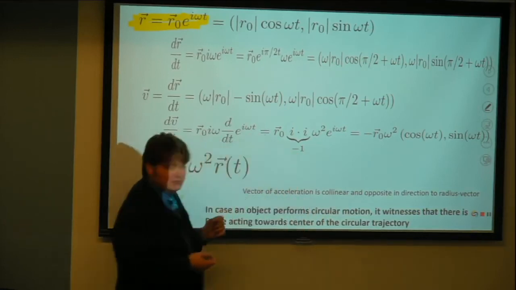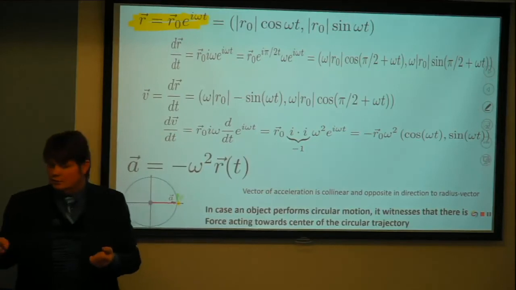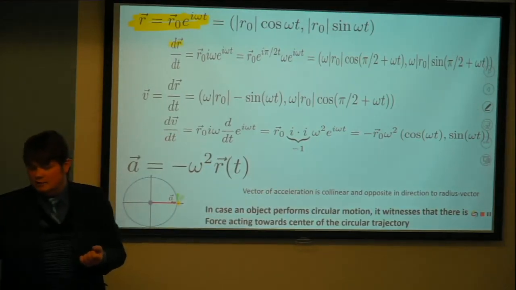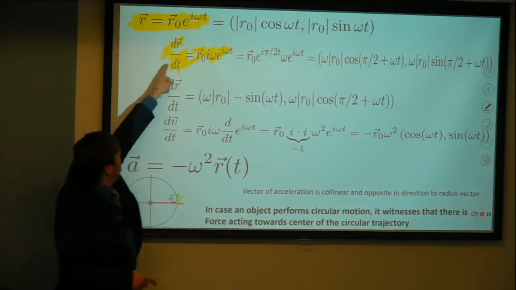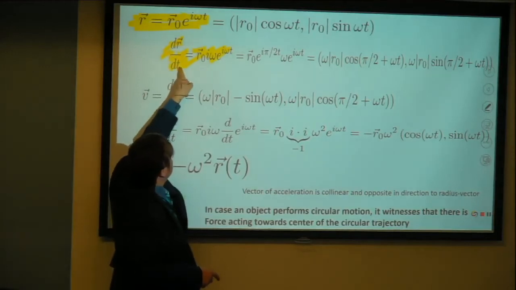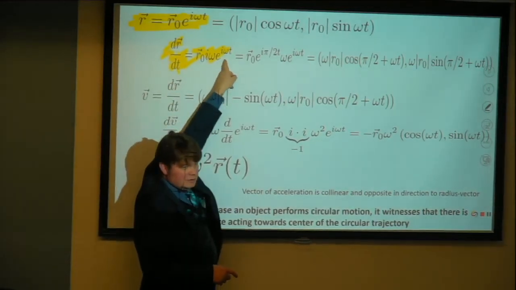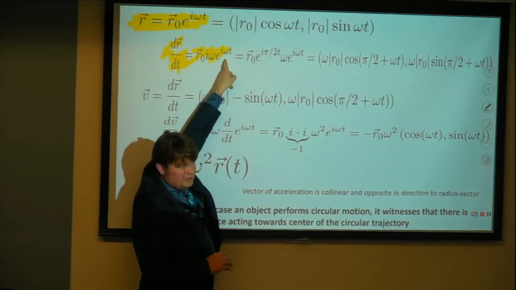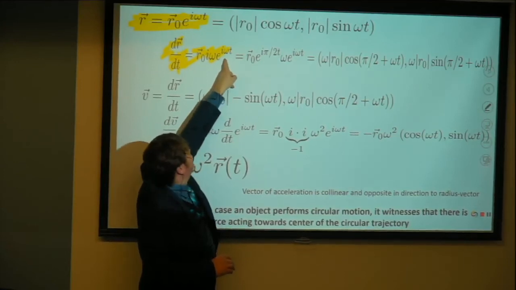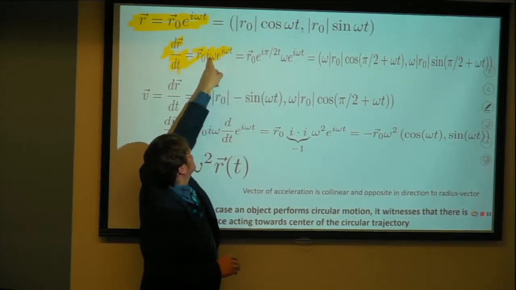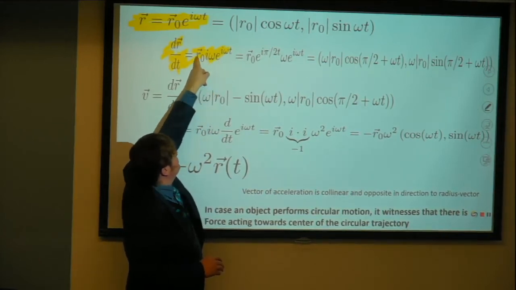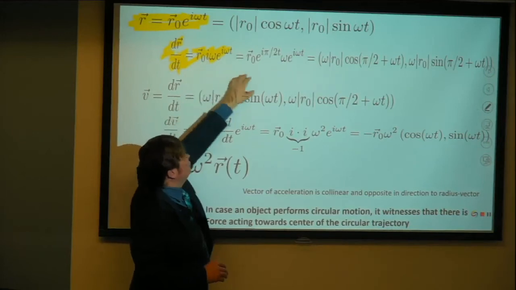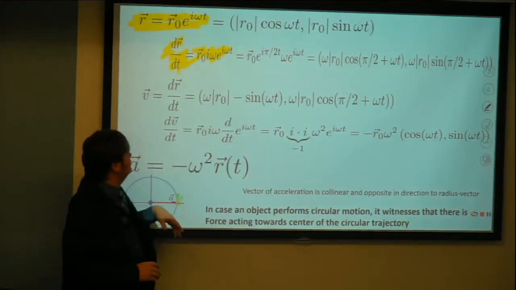Now, let's just practice what we did before. The derivative of the radius vector in respect to time. Since it is exponential, no one was objecting, which means it is correct. The imaginary unit and frequency comes up front, and exponential stays the same. Right? And you can skip the rest of it.